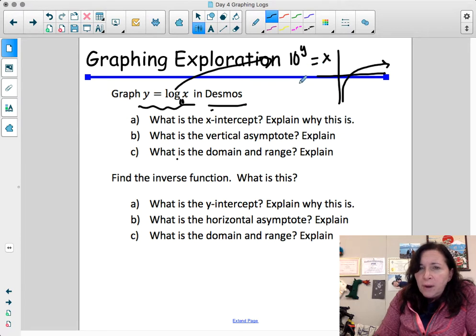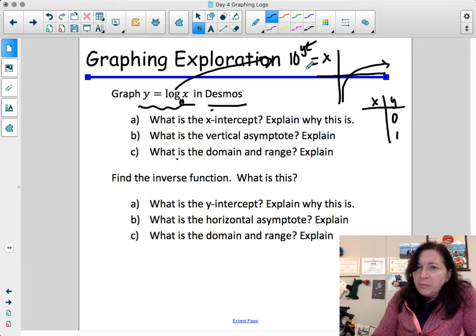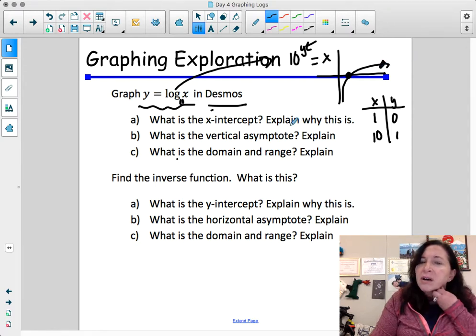And if I were to graph this, what I would do is x and y, I would actually plug in points for y because see, y is my exponent. So if I plugged in 0 for y, 10 to the 0 power is 1. And if I plugged in 1, 10 to the 1 power is 10. So my points here would be 1, 0, which is here, and 10, 1, which is here. And so that's my graph of log base 10 of x.